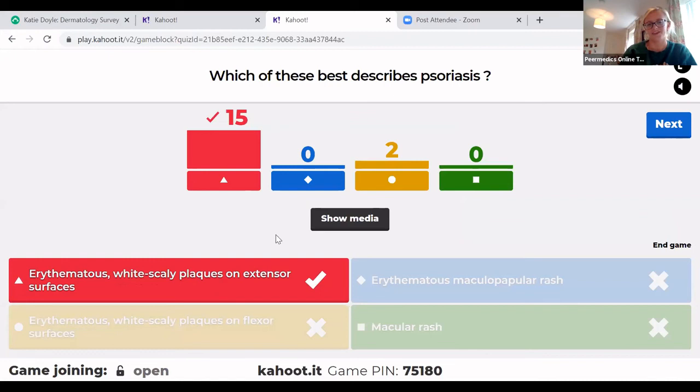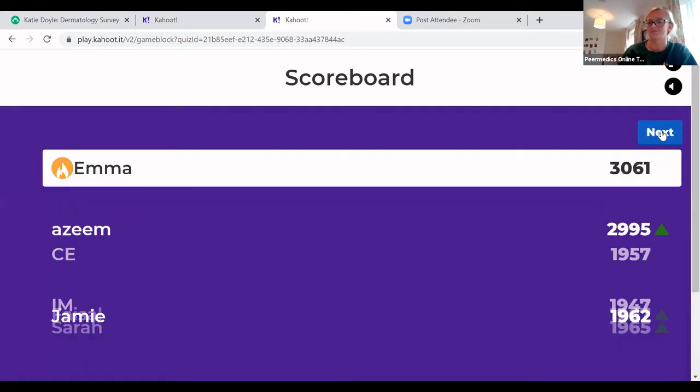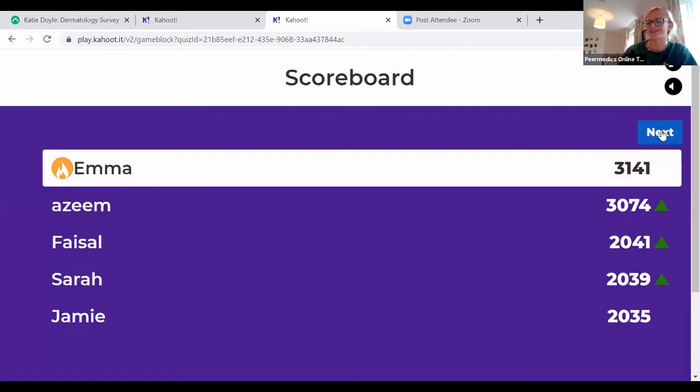Yeah, you're all nailing it. So it's usually quite a red background with white scaly plaques, which is classic, and obviously extensor surfaces are classic as well. Whereas the flexor is more, yeah, that was the other one, sorry, catching you guys out. Flexor surfaces is more eczema than psoriasis, although it can still be psoriasis. Sorry, that was a bit mean actually.